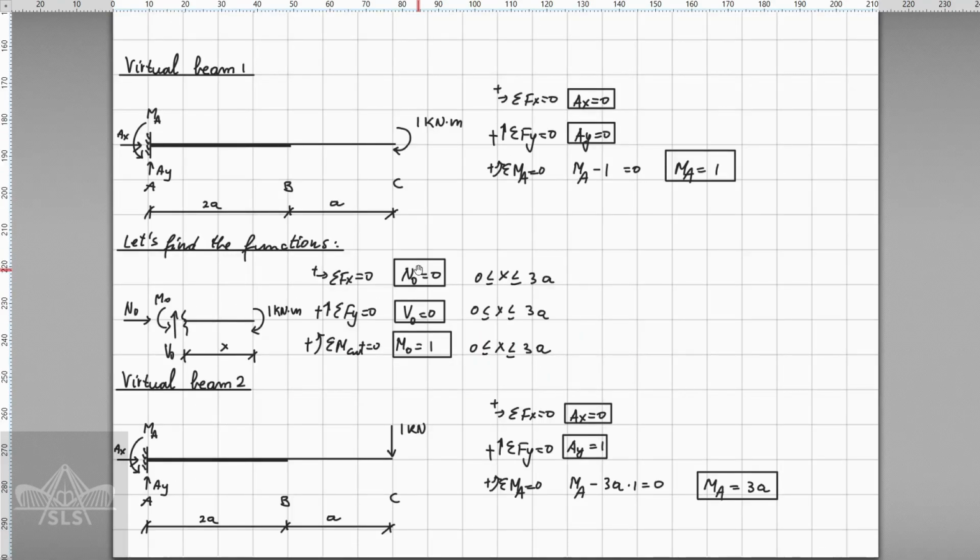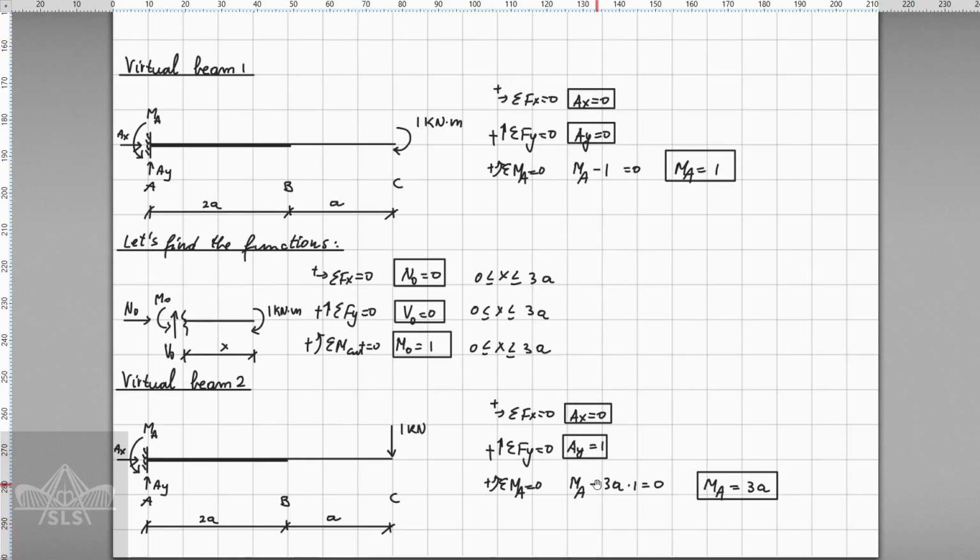Next, as we need to find also the displacement, we need to apply a vertical load at the joint of interest, which is joint C. And in the same manner, we are going to determine the support reactions by using the three equilibrium equations as we did before. And here you can see the results for that.